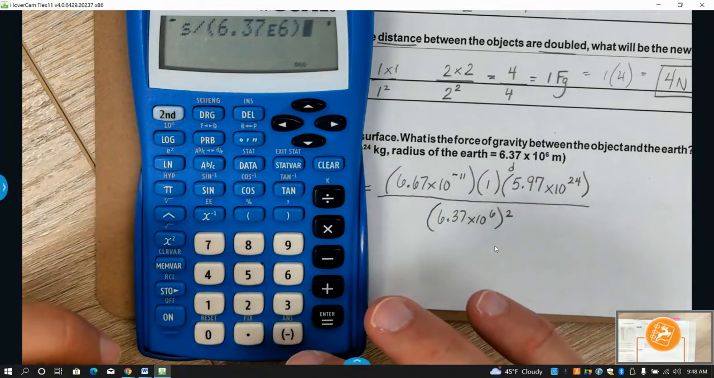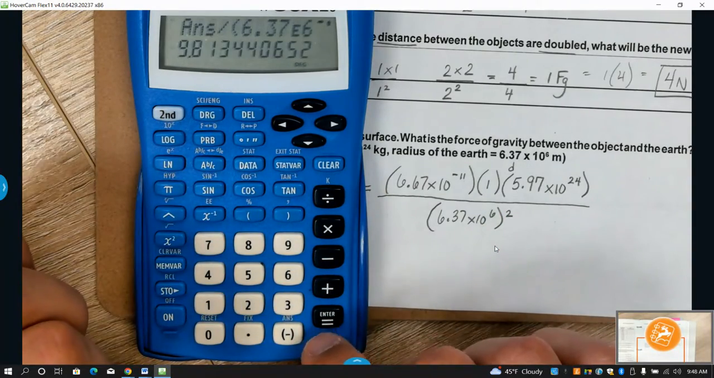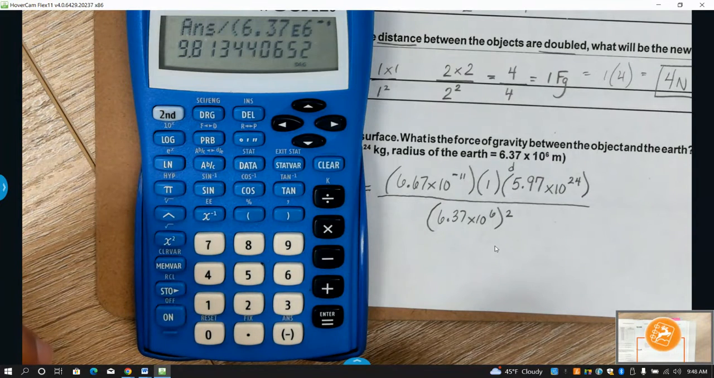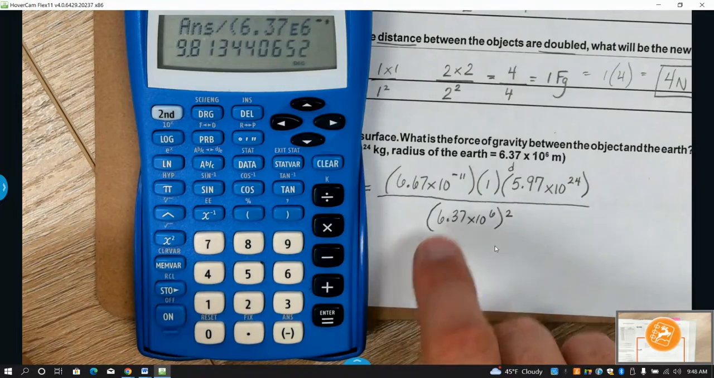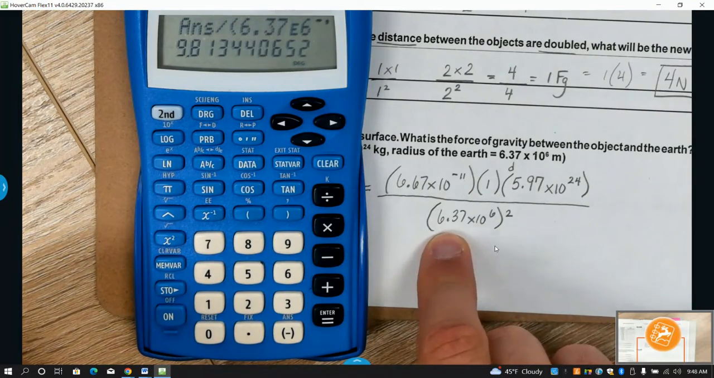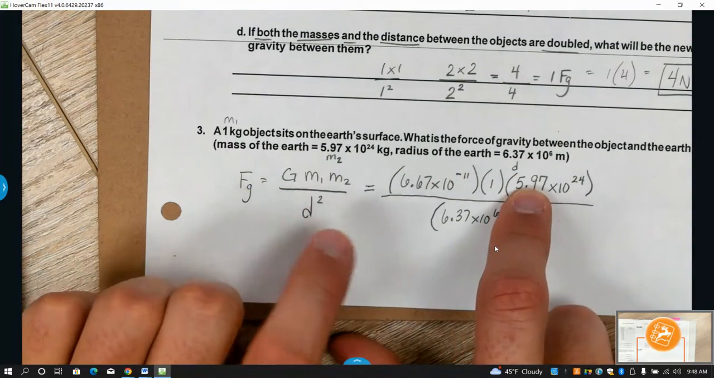You don't even need to hit exponent 2. You can just hit the squared button. Is it 6.67 or 6.37? This is 6.67. This is 6.37. Right? So the radius of the Earth, that is what we're going to use for letter D.